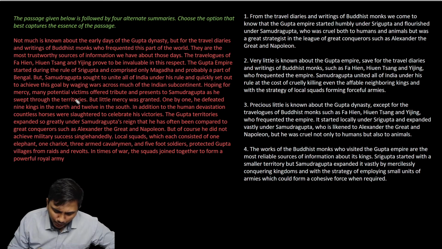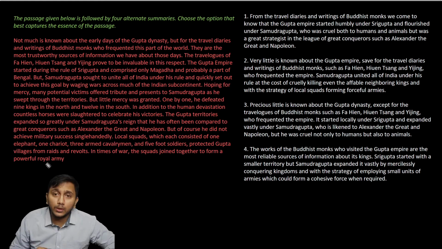Hoping for mercy, many potential victims offered tribute and presents to Samudragupta as he swept through the territories. But little mercy was granted. One by one, he defeated 9 kings in the north and 12 in the south. In addition to the human devastation, countless horses were slaughtered to celebrate his victories. The Gupta territories expanded so greatly under Samudragupta's reign that he has often been compared to great conquerors such as Alexander the Great and Napoleon. But of course, he did not achieve military success single-handedly. Local squads, each consisting of 1 elephant, 1 chariot, 3 armed cavalrymen, and 5 foot soldiers, protected Gupta villages from raids and revolts. In times of war, the squads joined together to form a powerful royal army.